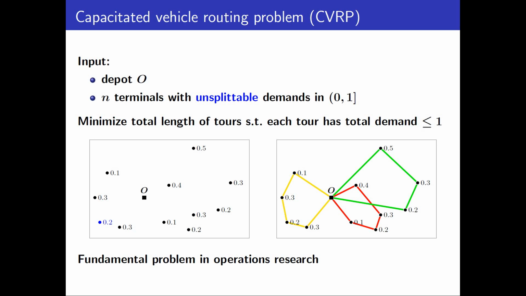For example, in the figure to the left, the blue terminal has demand equal to 0.2. On the figure to the right, the solution consists of 3 tours, red, yellow, and green. You can check that for the red tour, for example, the total demand 0.4, 0.3, 0.2, 0.1 sum to 1, so it does not exceed the capacity. CVRP is fundamental in operations research. Okay, so now we understand the problem.